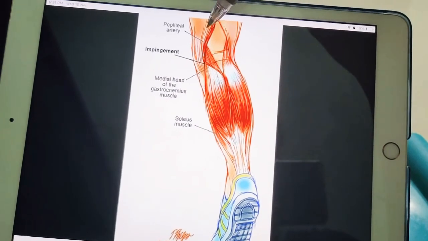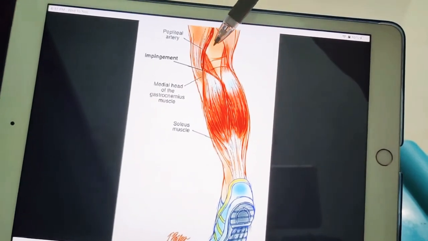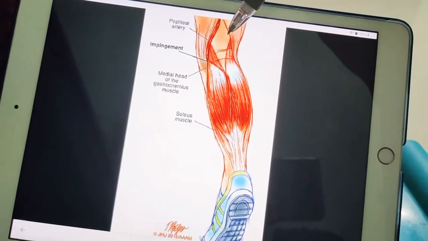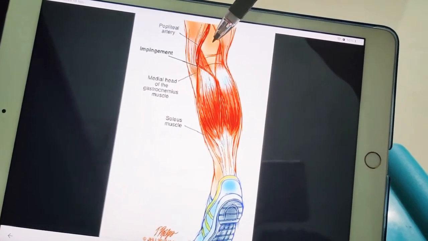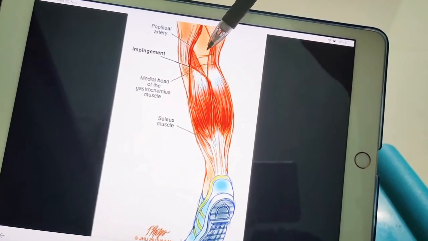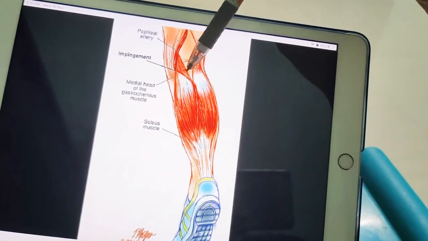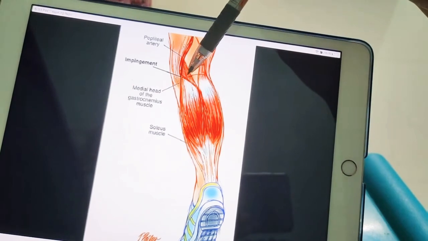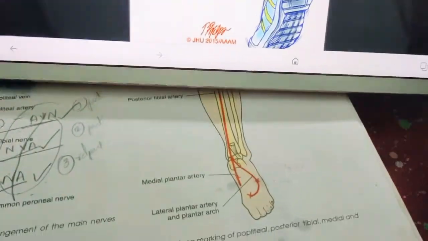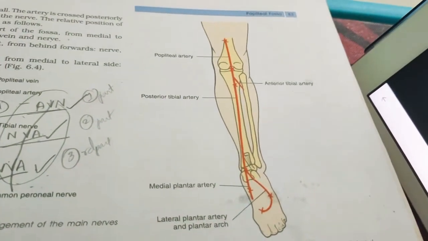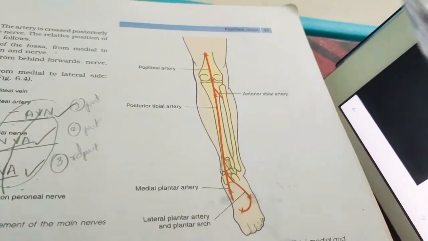Just after passing through the hiatus magnus, the femoral artery is converted into the popliteal artery. The hiatus magnus is located at the junction of the middle one-third and lower one-third of the thigh. The artery runs downwards, slightly laterally, and reaches the lower border of popliteus, where it terminates by dividing into two divisions, the anterior and posterior tibial arteries. Here in this diagram you can see the anterior and posterior tibial arteries.